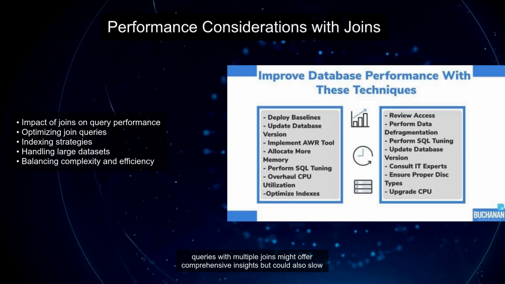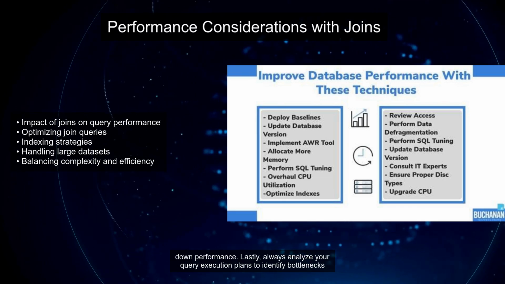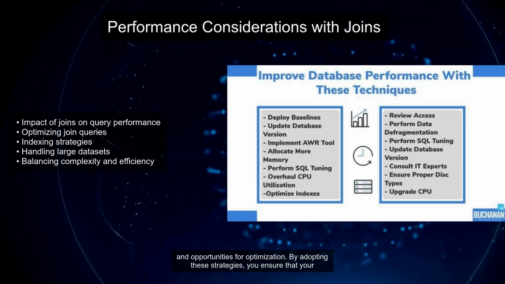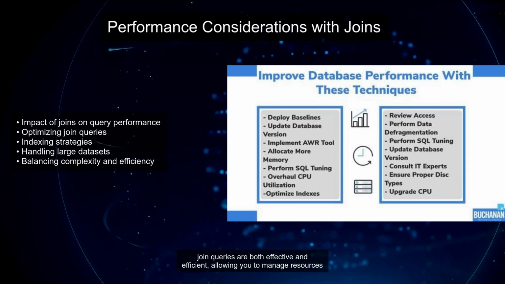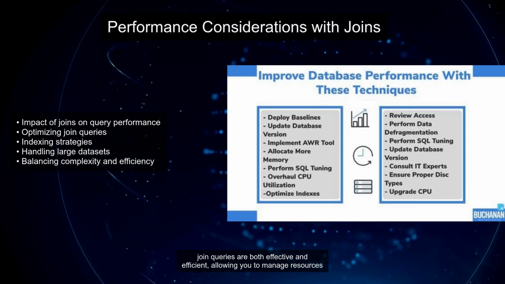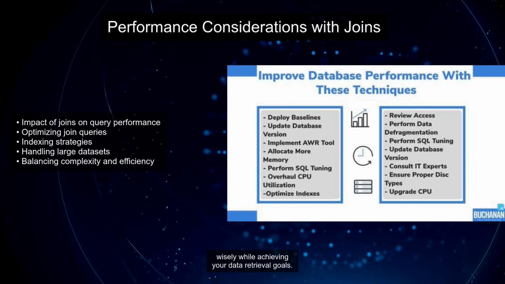Complex queries with multiple joins might offer comprehensive insights but could also slow down performance. Lastly, always analyze your query execution plans to identify bottlenecks and opportunities for optimization. By adopting these strategies, you ensure that your join queries are both effective and efficient, allowing you to manage resources wisely while achieving your data retrieval goals.